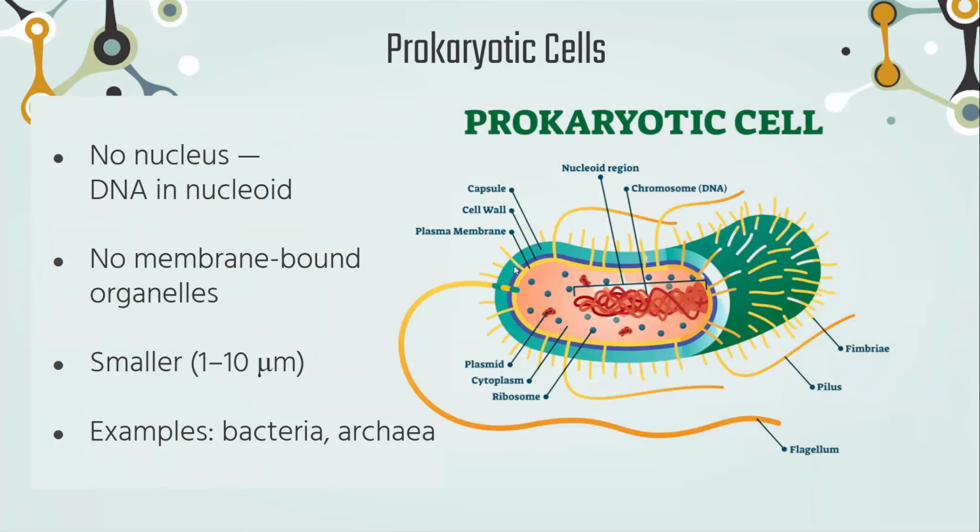Prokaryotic cells look similar to this. They have no nucleus, and the DNA is found in a place called a nucleoid, which is right here. Now, there are no membrane-bound organelles in a prokaryotic cell, and they're also a lot smaller than other types of cells, normally around 1 to 10 micrometers. Some examples of organisms that contain these types of cells are bacteria and archaea.